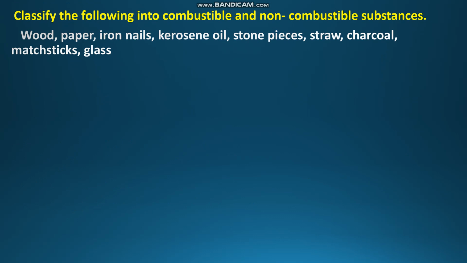Now, here are a few substances. You have to classify them into combustible and non-combustible substances. Wood, paper, iron nails, kerosene oil, stone pieces, straw, charcoal, matchsticks, glass. Let us take one by one. Can you say wood is combustible or not? Yes, it is a combustible substance because it reacts with oxygen to produce heat and light. Paper, it is also a combustible substance. What about iron nails? It is a non-combustible substance. Kerosene oil, it undergoes combustion, so it is a combustible substance. What about stone pieces? They are non-combustible. Straw, combustible. Charcoal, combustible. Matchsticks, combustible. And glass, it does not burn, so it is not a combustible substance.